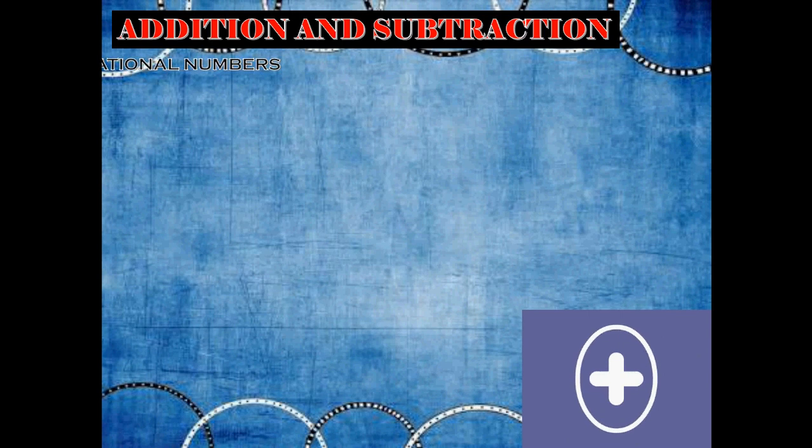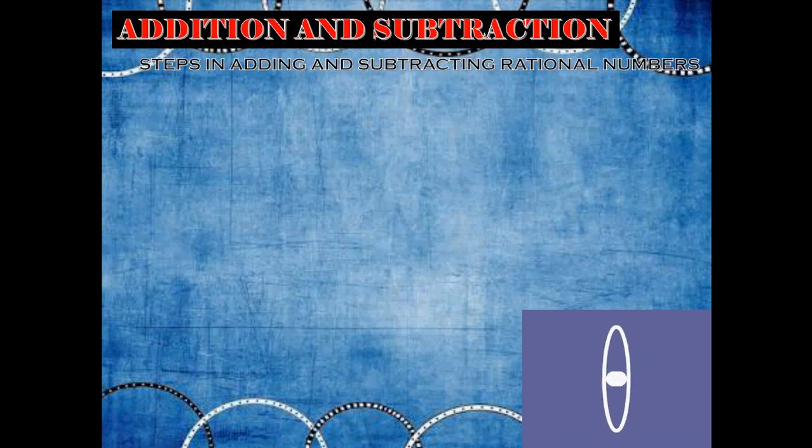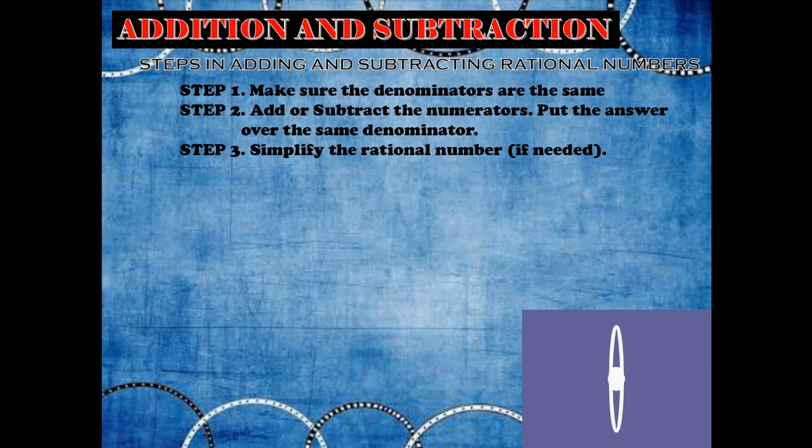Let's take an example of addition and subtraction. So I have here the steps in adding and subtracting rational numbers. There are 3 steps in this one. Step 1, make sure the denominators are the same. Step 2, add or subtract the numerators. Put the answer over the same denominator. Step 3, simplify the rational number if needed.